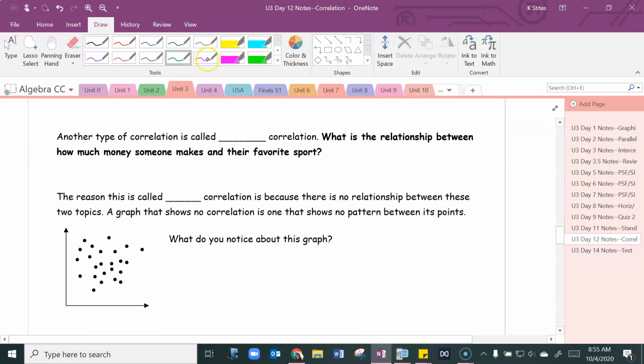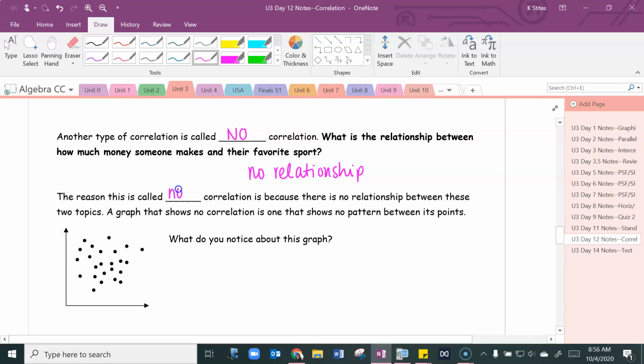All right, and finally, there's one last type of correlation, and that is actually no correlation. This is when two things are just not related in any way. So the relationship between how much money someone makes and their favorite sport, well, there is no relationship. You can make a lot of money and love football. You can make a little money and like football. These two things are not related in any way.